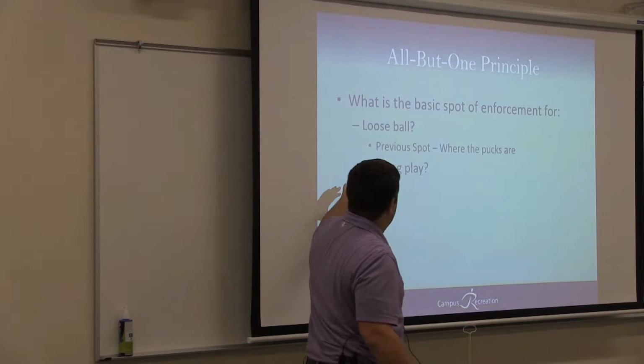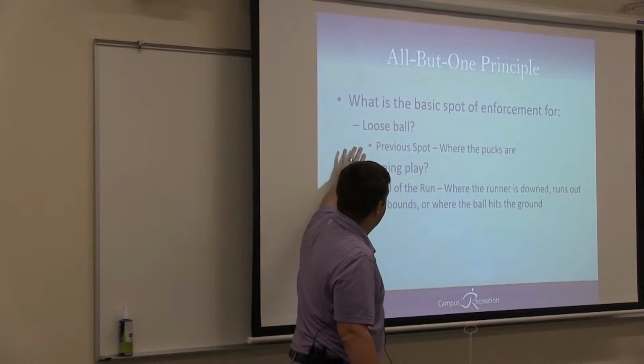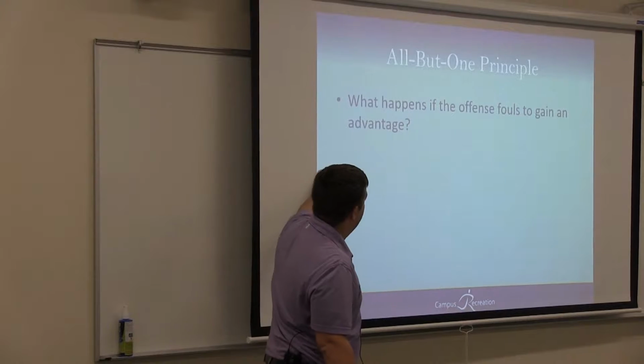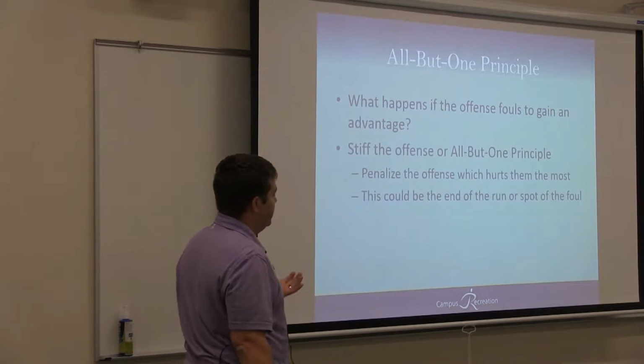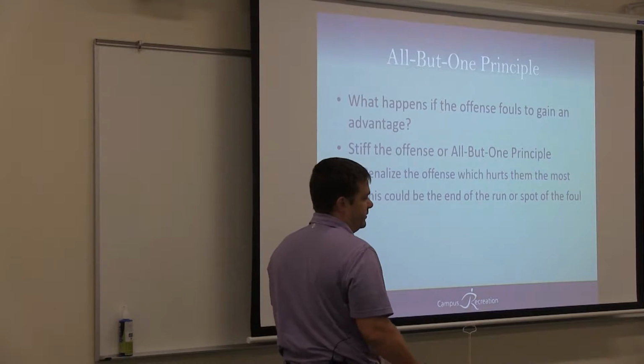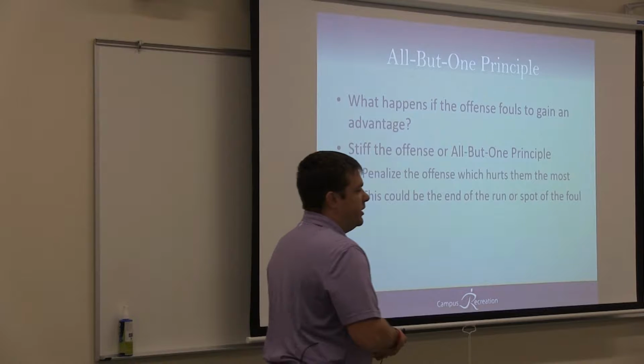So on a loose ball, the previous spot is where the puck is, and on a running play, yeah. These are the basic spots of enforcement. If the offense fouls to gain an advantage, we stiff the offense, all but one, and penalize from where it hurts them the most.